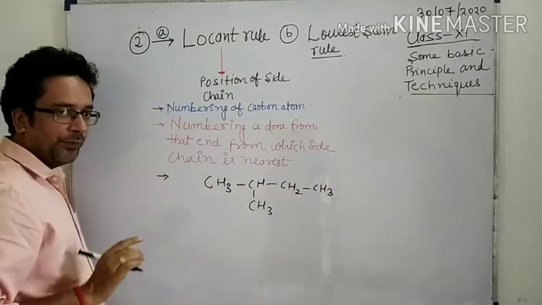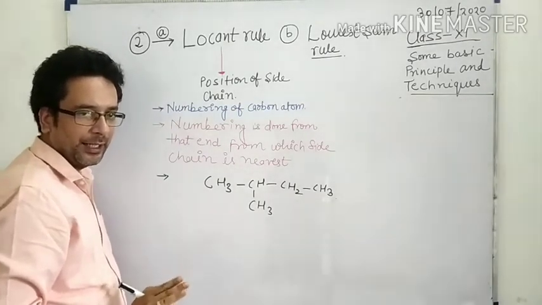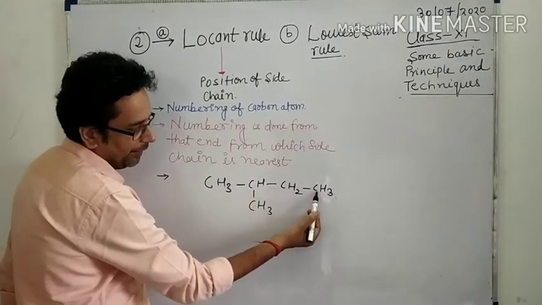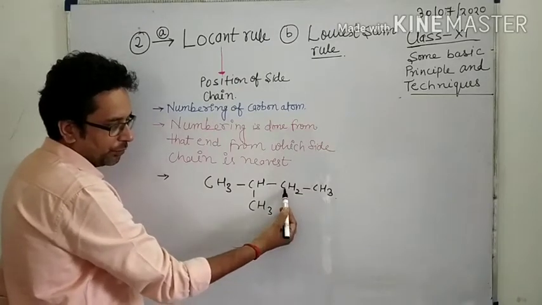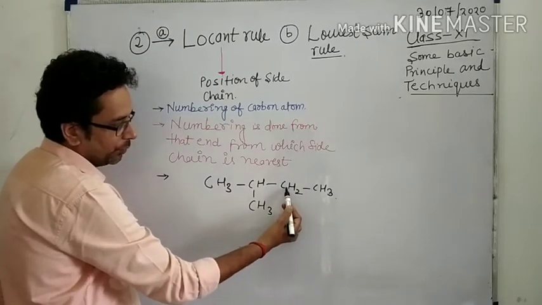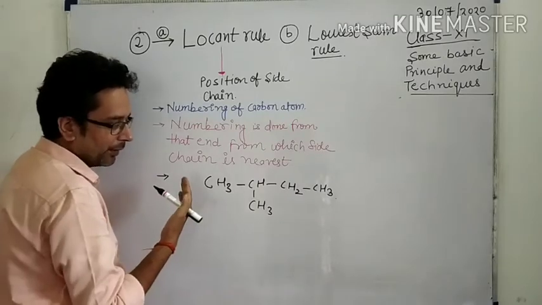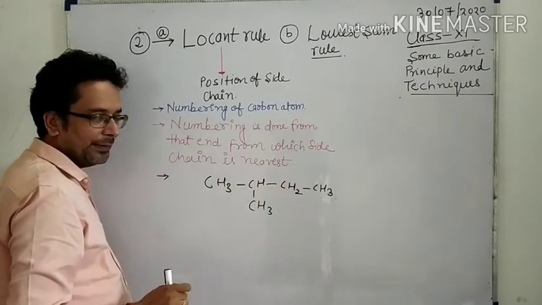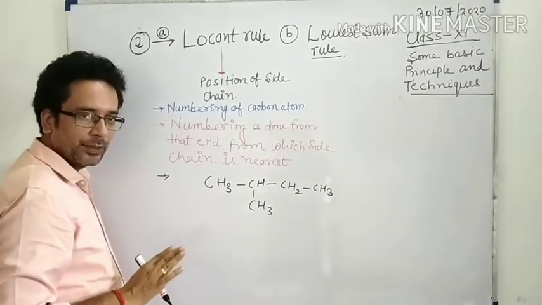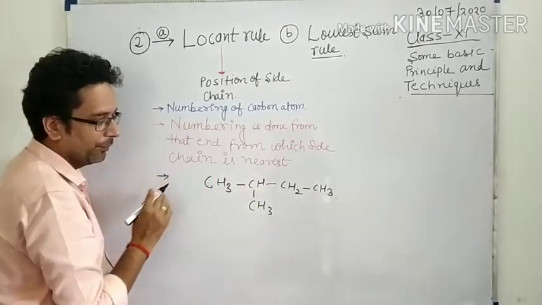Okay, now the first rule, what is the first rule? We select the longest carbon chain. So look here, 1, 2, 3 and 4. If we count the number, we find that there are 4 carbons in the longest chain. Clear? 1, 2, 3, 4. Okay.